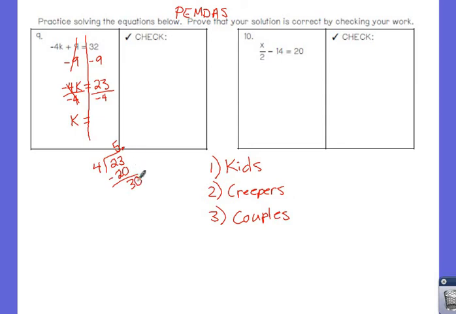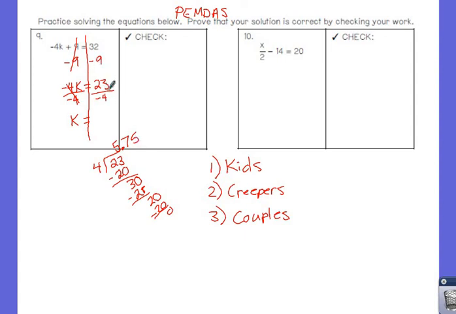Decimal, add a 0. Can 4 go into 30? 7 times. 7 times 4 is 28. I have 2 left over. What do I do now? Bring down a 0. Can 4 go into 20? 5 times. 5 times 4 gives me exactly 20. So I'm done. So is my answer 5.75? Yes.